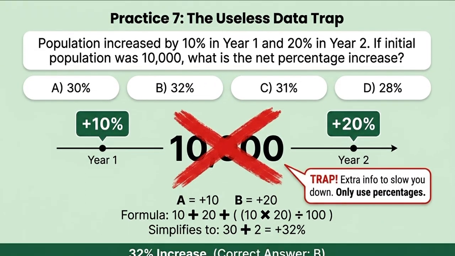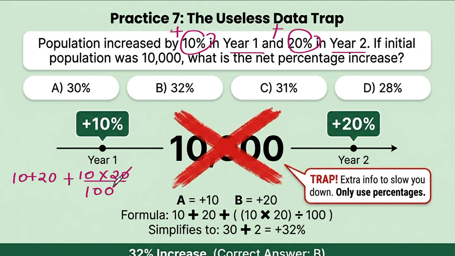Look at the next one. Population increased by 10% in the first year and 20% in the second year. So in both cases it is increased, so plus 10 plus 20. We'll apply the formula, plus 10 plus 20, after that plus the multiplication, 10 into 20 upon 100. So the zero gets cancelled, 10 plus 20 is 30, plus 2. So the total answer is 32%, and it is positive, so 32% increased. So the correct answer is B here.